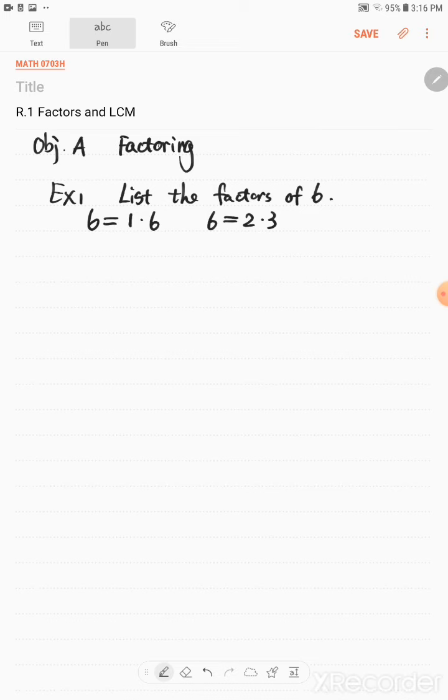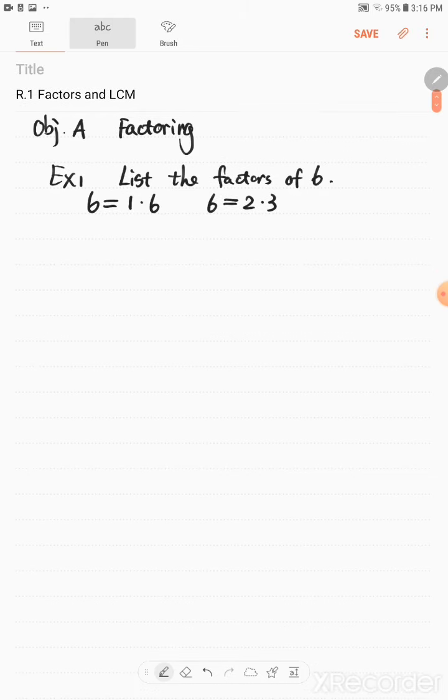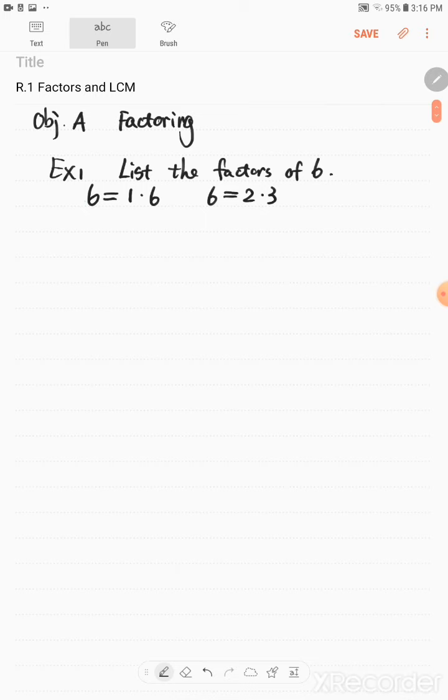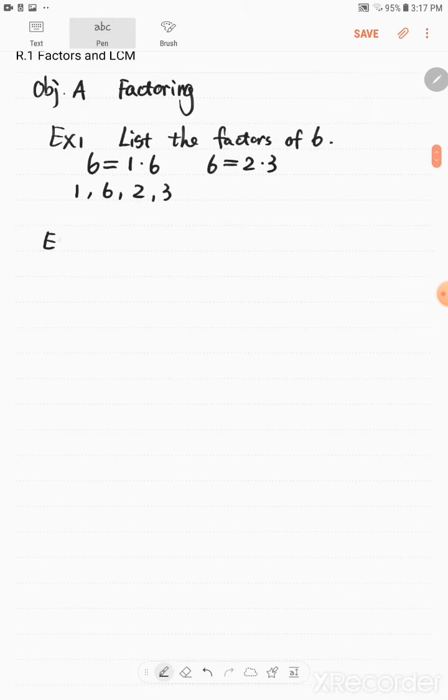Okay, and that's it. That's all the factorizations of 6. Because if we write 6 equals 3 times 2, that's just the same as 6 equals 2 times 3. So only 2 different ways. Now we can list the factors. So the factors will be 1, 6, 2, and 3. If you want, you can put all the factors from least to the greatest, but the order does not matter. Okay, so let's check another example.